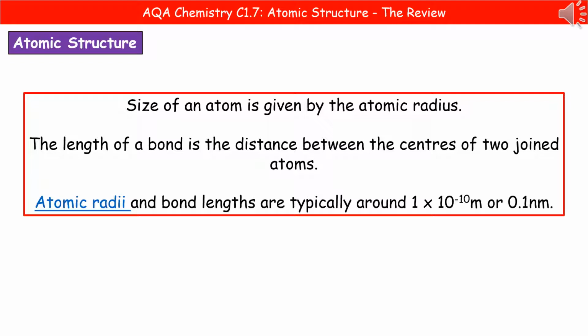And what we find conveniently is that the atomic radius and the length of a bond are actually about the same, which is around 1 × 10⁻¹⁰ meters or 0.1 nanometers.